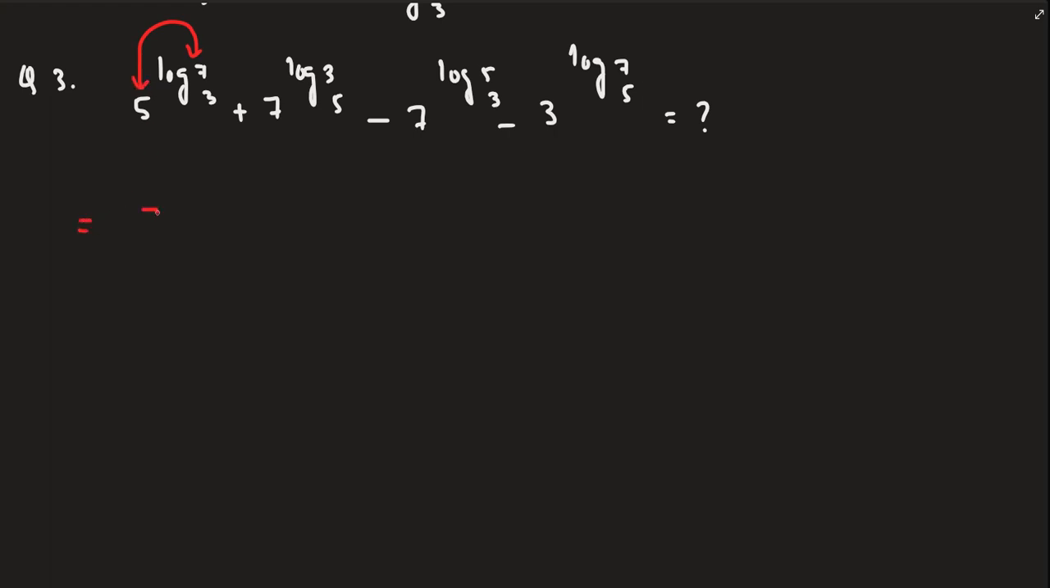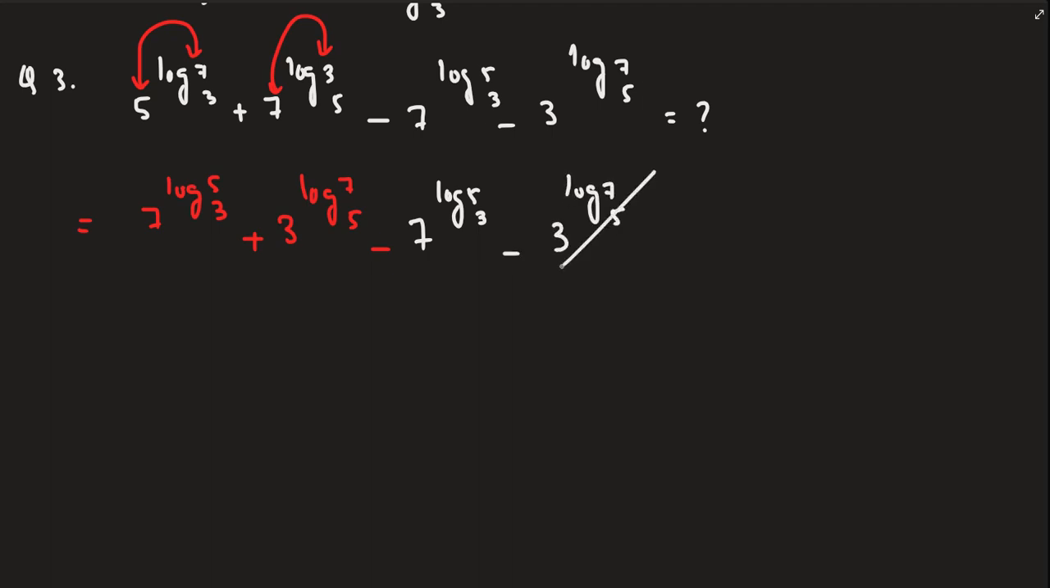Okay, now so what we have is 7 to the power log 5 base 3. Next we change these two values, interchanging by the property, so we have 3 to the power log 7 base 5. The remaining values stay as they are: 7 to the power log 5 base 3 minus 3 to the power log 7 base 5. So these and these cancel out, these two cancel out, which is equal to 0. Hope all of you understand this question.